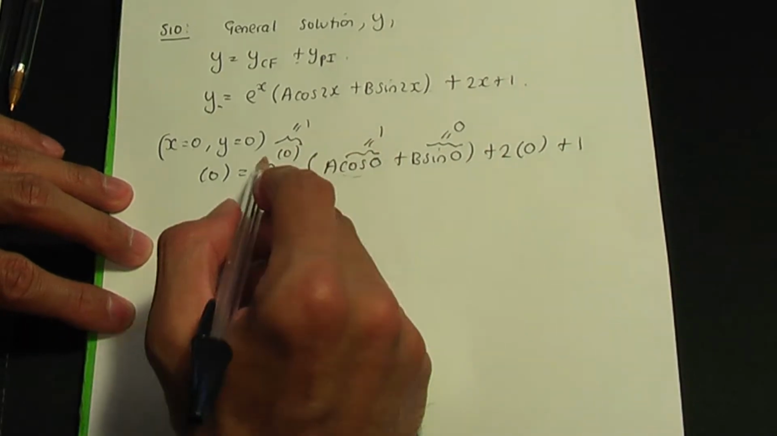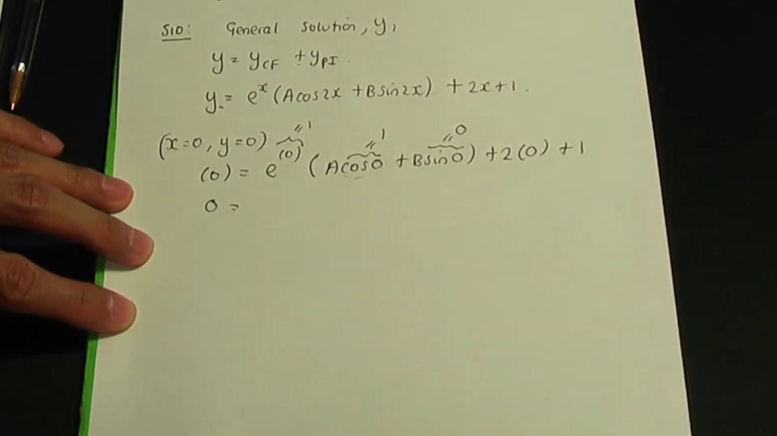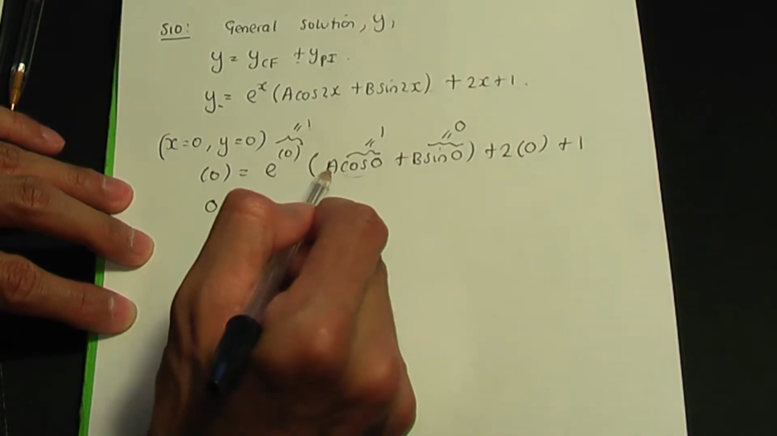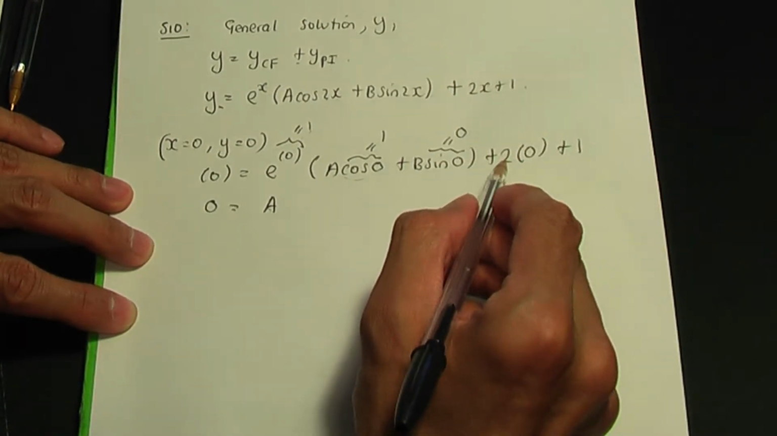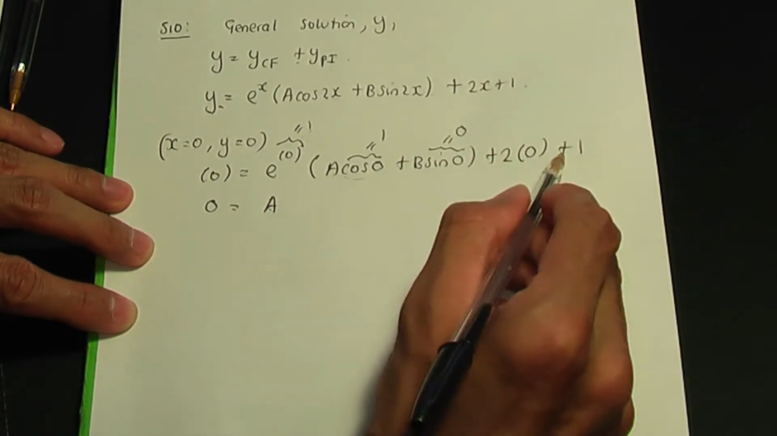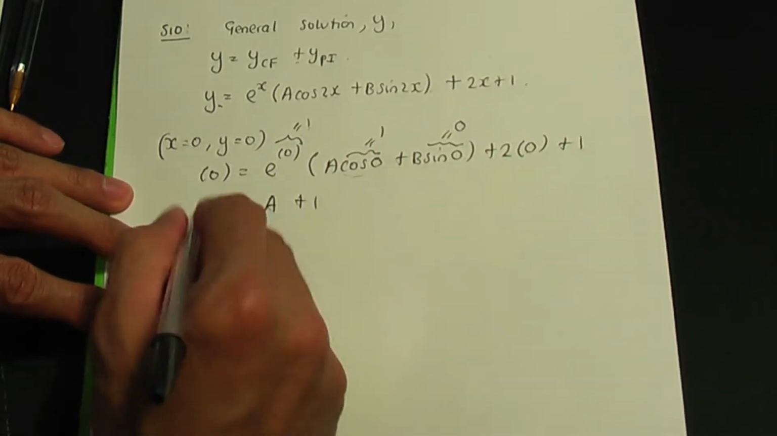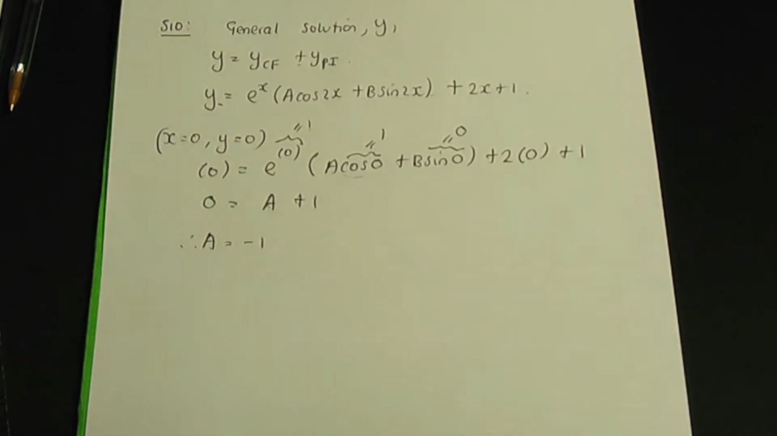Okay, so bearing in mind these, we're going to have 0 on the left, and that is equal to e to the 0, which is 1, times a is a, okay? And 2 into 0 is 0, but don't forget this plus 1, okay? So when you rearrange, the a value is minus 1, okay?